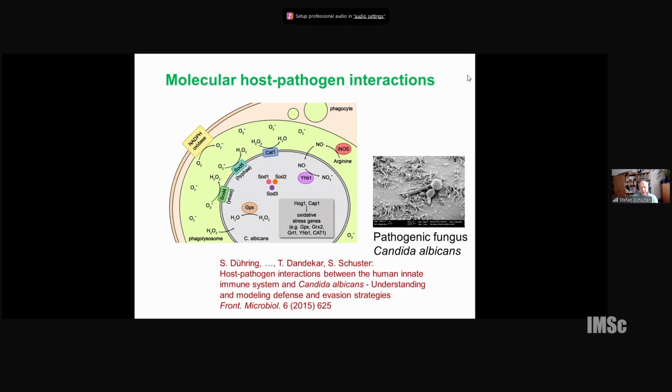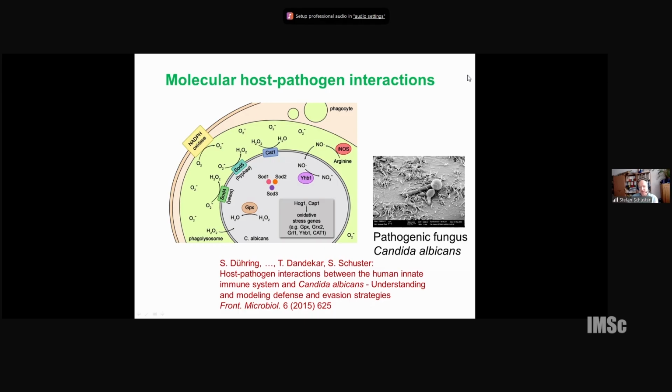We wrote about how to understand and model the defense and evasion strategies, because the human host has some defense strategies to defend against these pathogens, but the pathogens have evasion strategies, which could also be called counter defense. So they try to inhibit, for example, defense enzymes, or to inactivate some defense molecules. Here's a nice example: some cells in the human immune system can produce so-called reactive oxygen species. For example, here this O2 minus is an oxygen radical, and this is very reactive and can harm the pathogen. But the pathogen has an enzyme, the SOD, superoxide dismutase, and this can inactivate these reactive oxygen species.